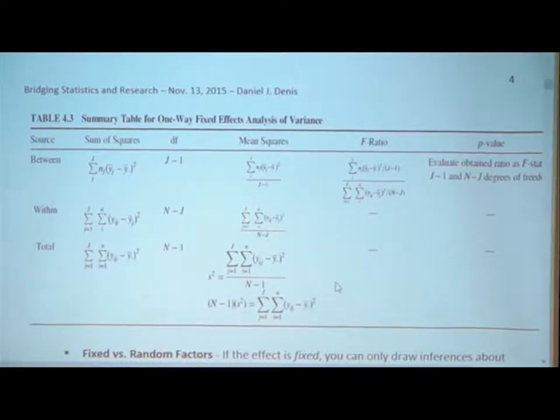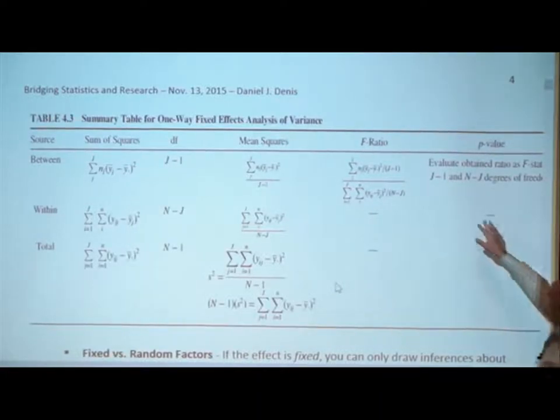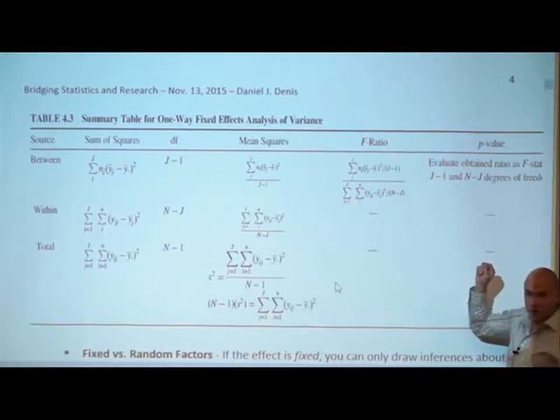What's the probability of getting an F like this? Again, I'm not talking too formally, but it's just to get the sense across. What's the probability of getting an F like that if it was born out of a distribution on j minus 1 and n minus j degrees of freedom.